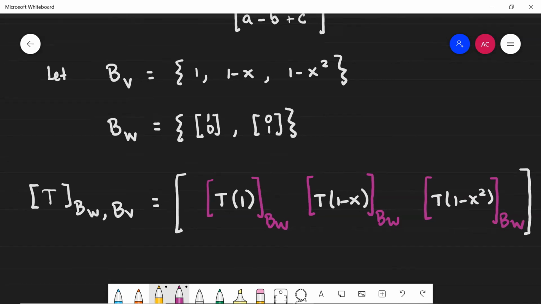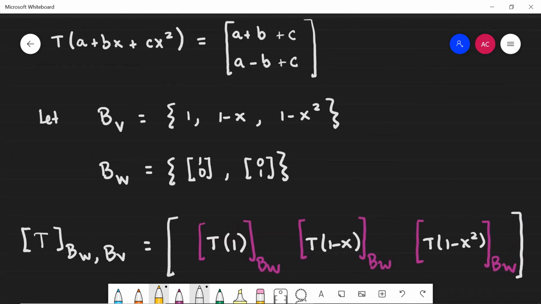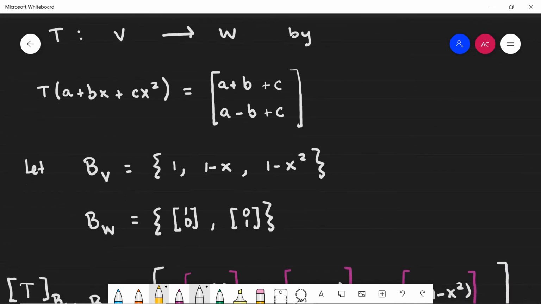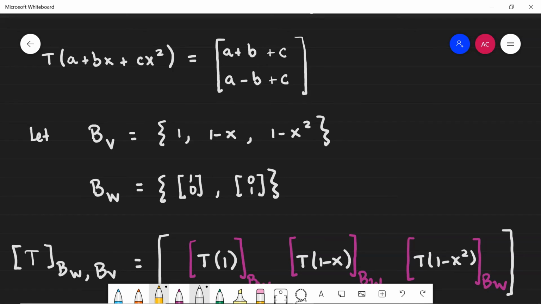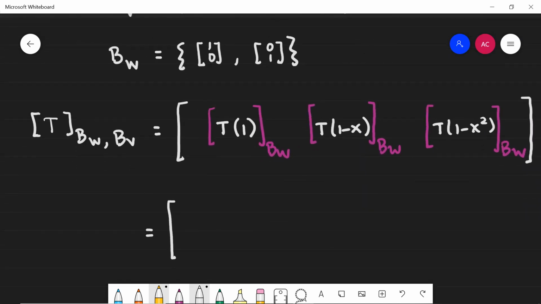So really what I'm doing here is looking at these corresponding output vectors. T applied to 1: what is T applied to 1 here? T applied to the polynomial 1 is the vector 1, 1. So I'm looking at the vector 1, 1. But remember, I have to look at this with respect to the standard basis.